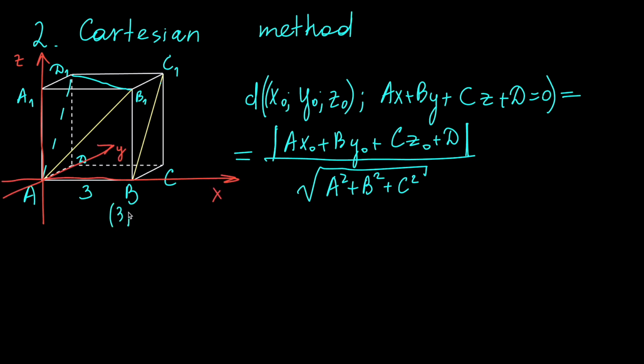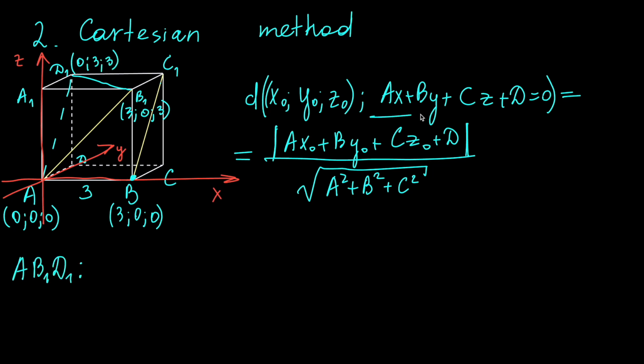Then we need to find the coordinates of point B because we're going to calculate the distance from point B to that plane. We also need these coordinates. Point B1 is (3, 0, 3) and D1 is (0, 3, 3). Now we have to work out the equation of the plane in a given form. Since the plane passes through the origin, the constant term d equals 0.